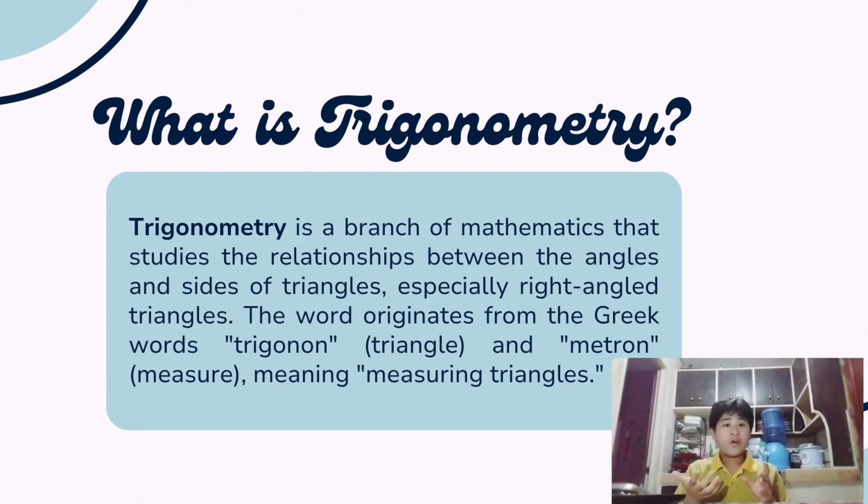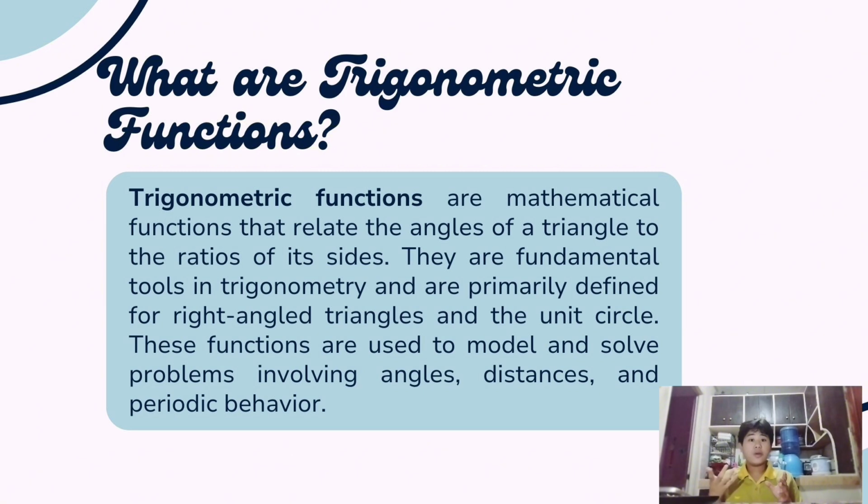Now let's move on to the next term, which is the trigonometric function. Here is one of our main topics that will guide us on how we simplify and prove trigonometric expressions. Trigonometric functions are mathematical functions that relate the angles of a triangle to the ratios of its sides. They are fundamental tools in trigonometry and are primarily defined for the right angle triangle and the unit circle. These functions are used to model and solve problems involving angles, distances, and periodic behavior.